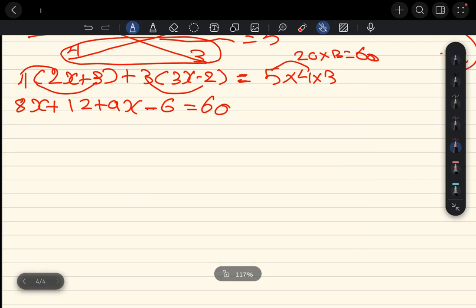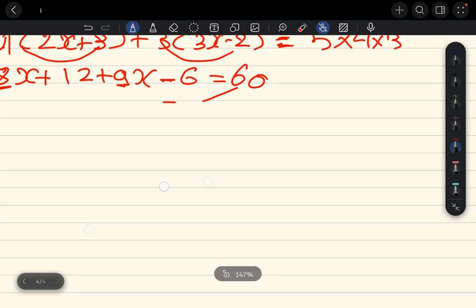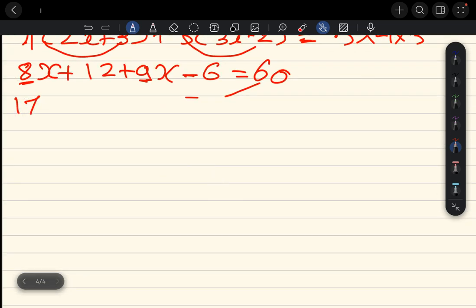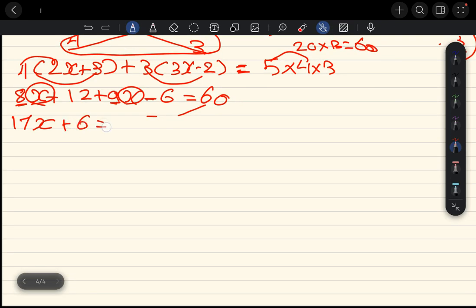We aren't moving it to the other side, so we aren't changing signs. So 9 plus 8 is equal to 17, but we shouldn't forget the x. It's gonna be the same, because I see a lot of students doing x to the power 2. That is 100% not correct. So it's gonna be negative 6 equals 60.